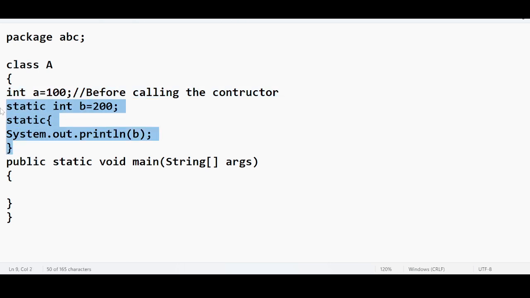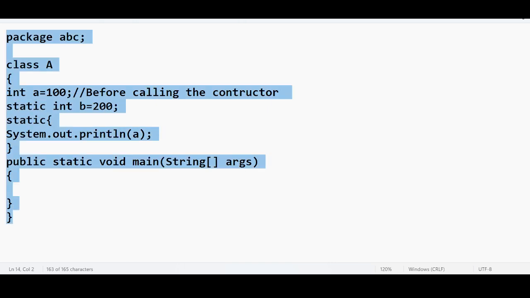Okay, once the static variables are recognized, then the non-static variables come into the picture. So when I try to access A, I am trying to access something that does not even exist. Okay, let us understand this at the programmatic level.